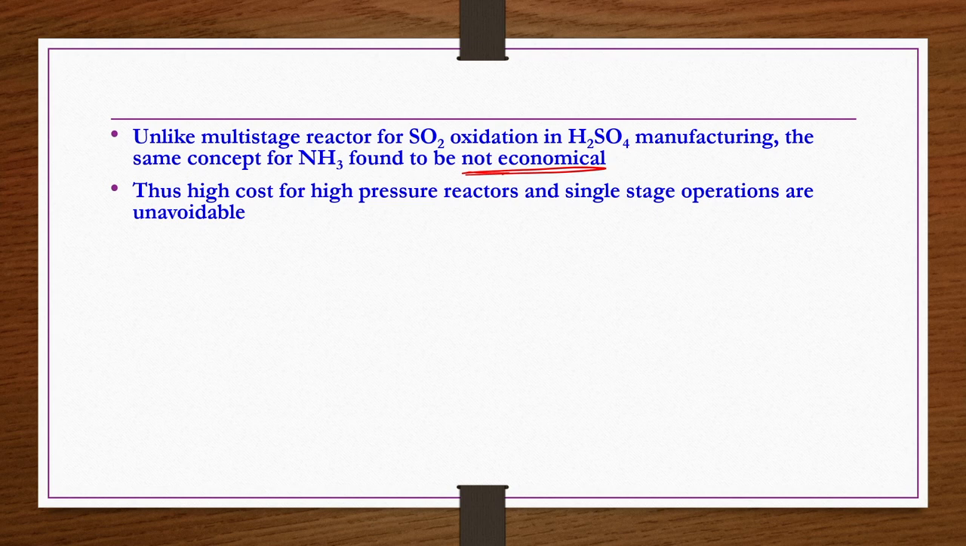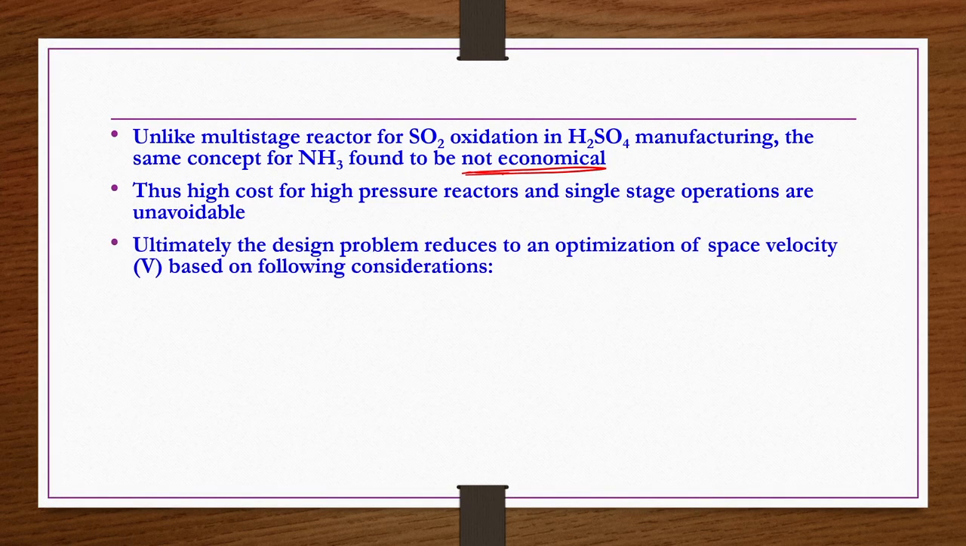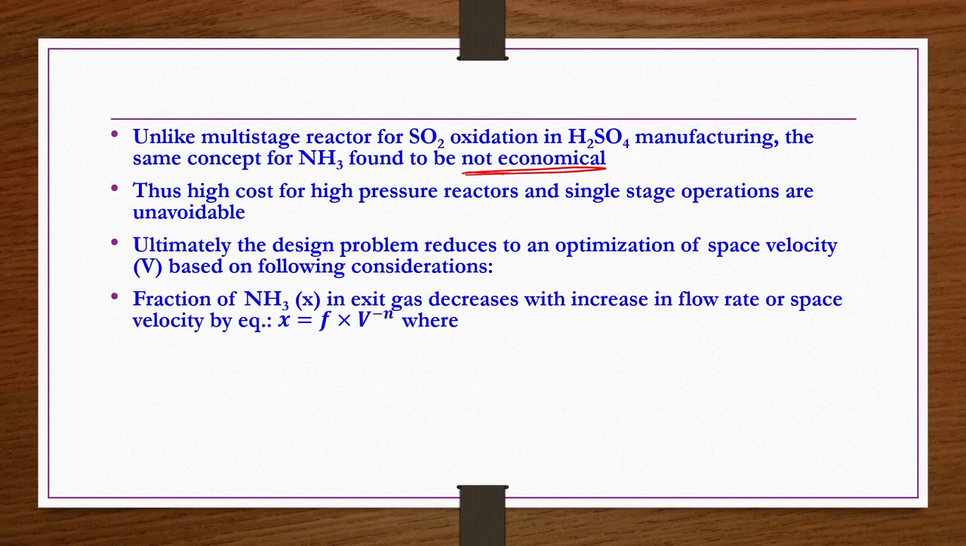Then obviously in these cases, the process parameters are temperature, pressure, catalyst, and the flow rate at which the gases are coming to the reactor, etc. These are the primary factors. Catalyst, keep aside; temperature and pressure we have already seen. Low temperature and high pressure are good for equilibrium yield, right? So the remaining parameter is only the space velocity, right? Ultimately, the design problem reduces to an optimization of space velocity based on the following consideration.